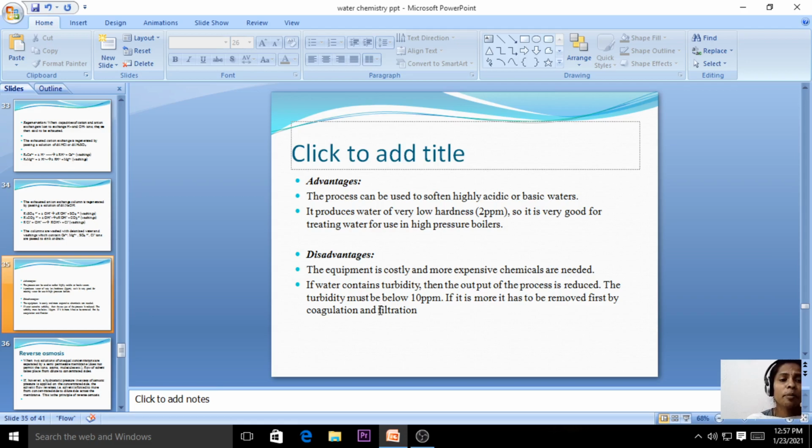The turbidity must be below 10 ppm. If it is more, it has to be removed first by coagulation and filtration. After that only we can use this. So it is one of the lengthiest processes if the water has turbidity. That is the advantages and disadvantages.